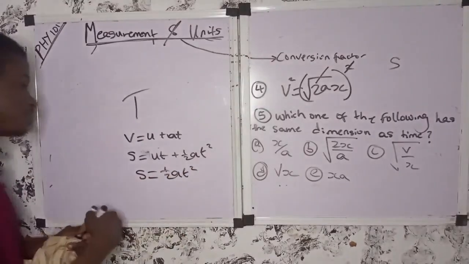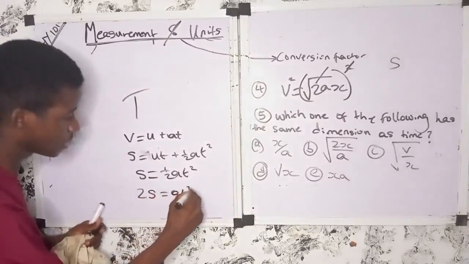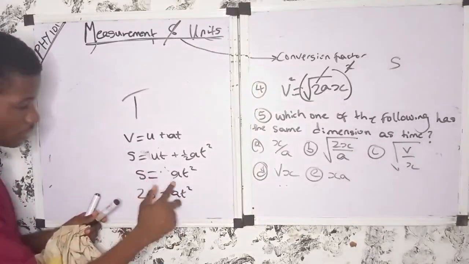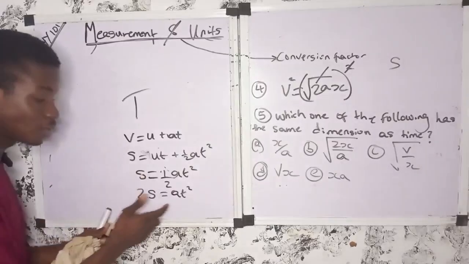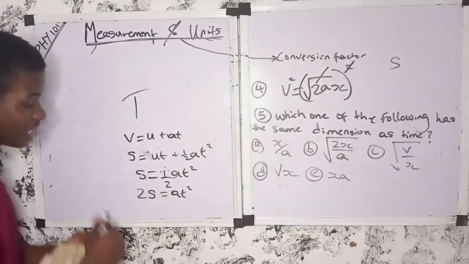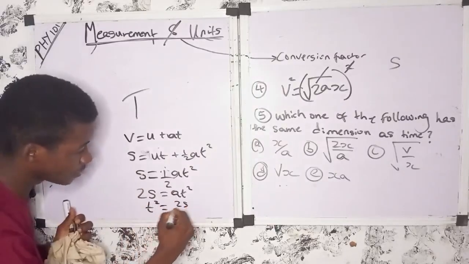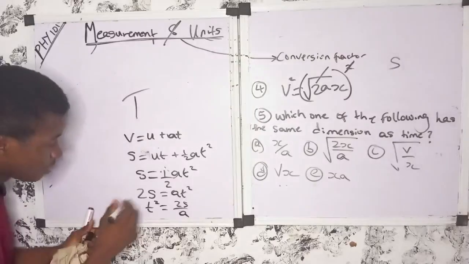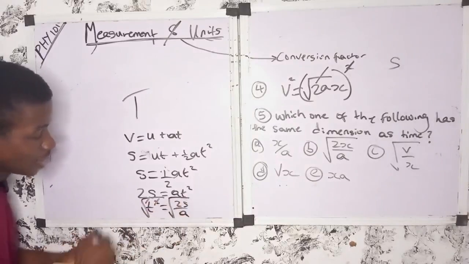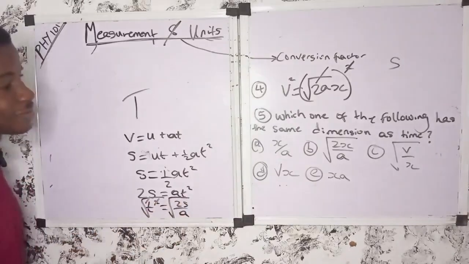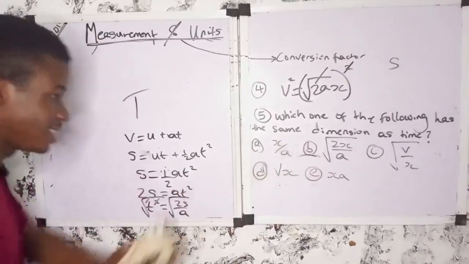It will be 2s equals at squared, because this 2, because of this half, multiplies this s. So now 2s equals at squared. If we make t squared stand alone, it will be 2s over a. If we take the square root of both sides, the square root cancels this square, so we arrive with root 2s over a. So b is the right one. I don't want to stress myself, so b is the right one.